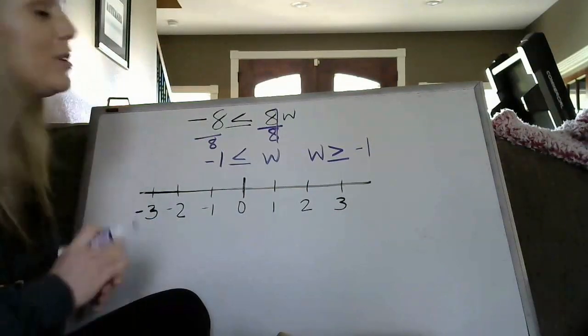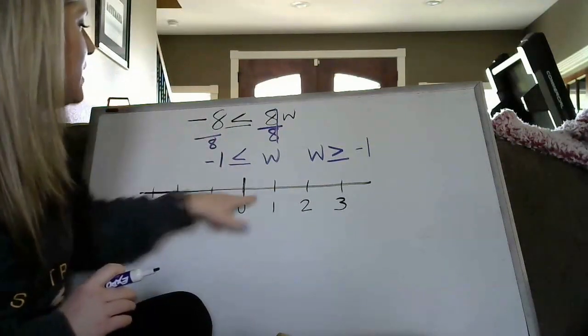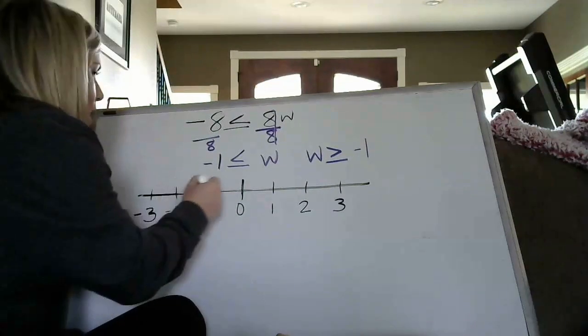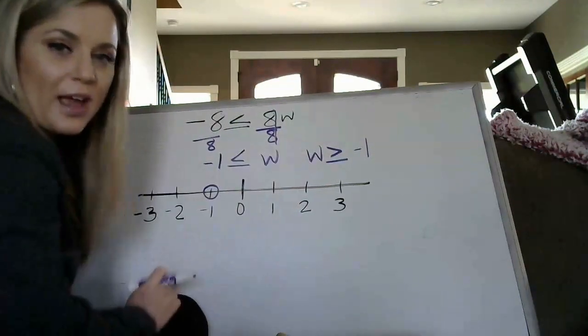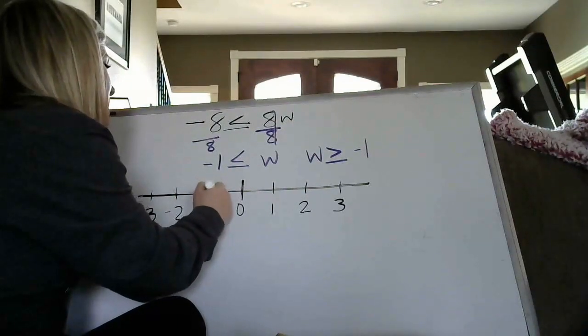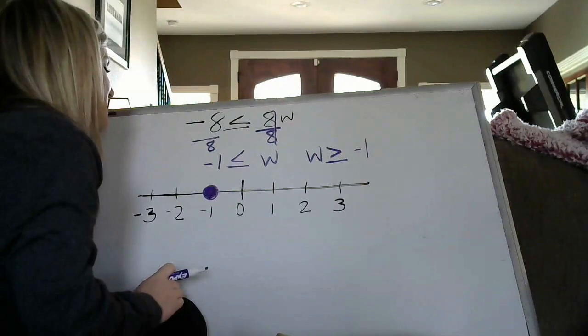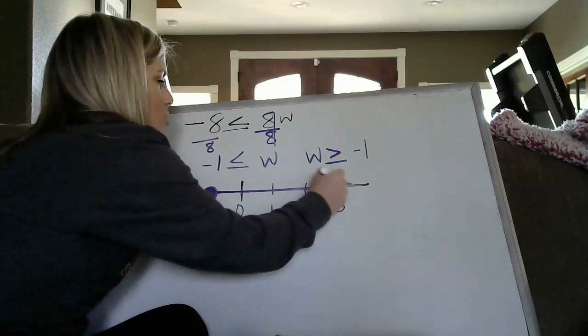All right, so what we're going to do now is graph this. We're going to put a circle on -1, and it is colored in because we have a line on the bottom. So we're going to color in our circle. And it is w is greater than or equal to -1, so it's going to be all the numbers greater.